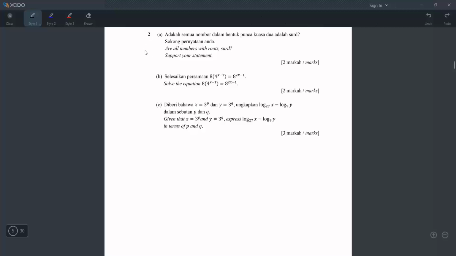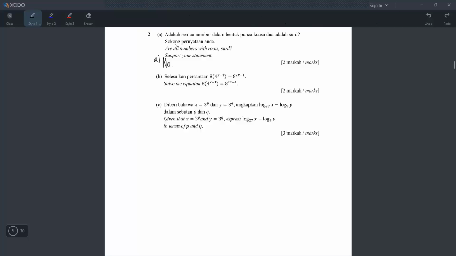Okay, number 2, let's go. Are all numbers with roots surds? Support your statement. Adakah semua nombor dalam bentuk pecah kuasa 2 adalah surd, sokong pernyataan anda? So I will tell you the answer now. We have to write no. Okay, no. Okay, let me explain.